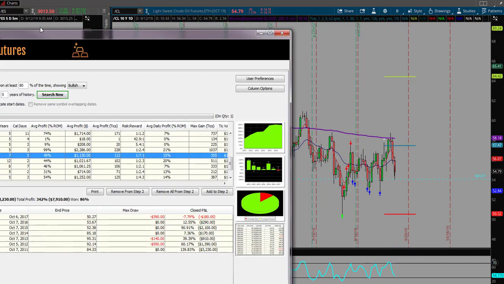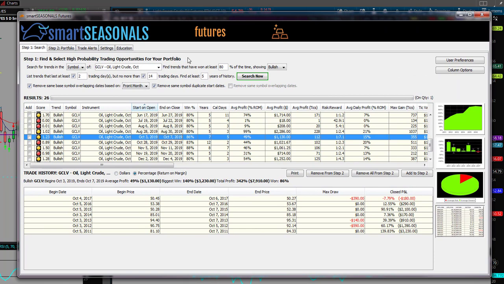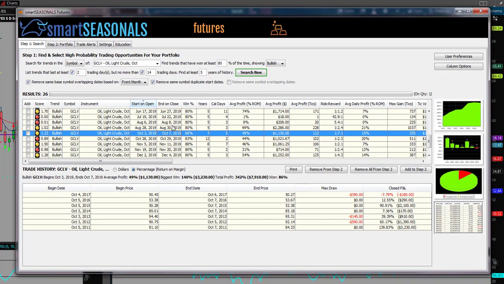Looking at a seasonal window to go long, I used our Smart Seasonals scanner here and scanned for shorter term trades lasting at least 2 days, but no more than 14 days. That gives me about a 2-week time period to look at, and I'll only look for trades that were profitable 80% of the time and only to the long side. You can see my scan results indicate that the next potential period is from around October 3rd to October 7th. That trade has been profitable 86% of the time over the last 7 years. Average profit's been a little over $1,100.